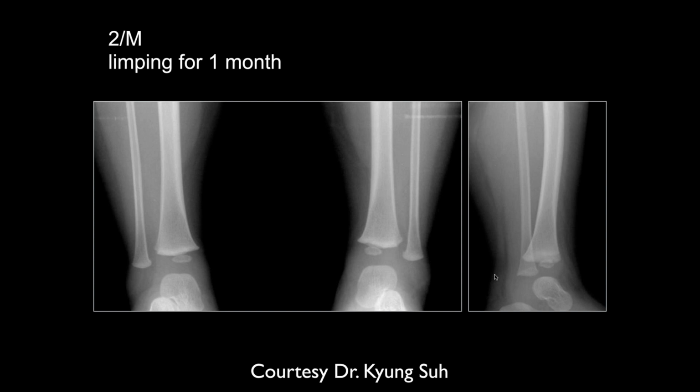Ashu? So this is a 2-month-old limping for 1 month. So obviously a very young patient. Oh, man, I don't see. Male.